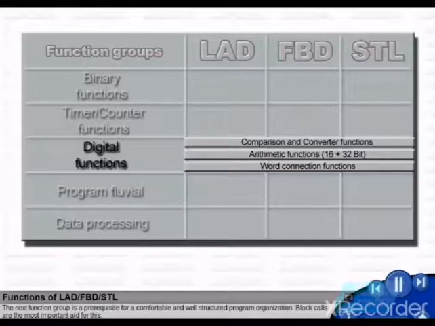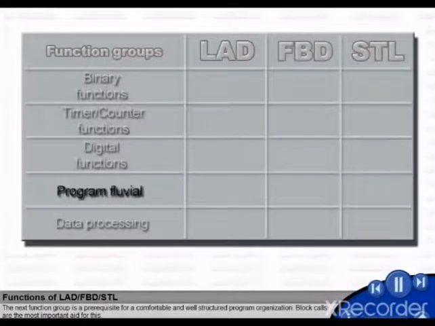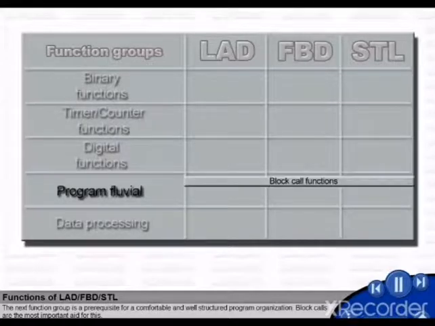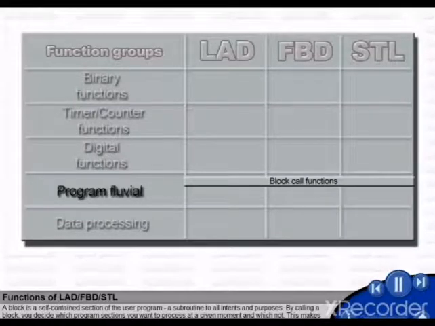The next function group is a prerequisite for a comfortable and well-structured program organization. Block calls are the most important aid for this. A block is a self-contained section of the user program, a subroutine to all intents and purposes. By calling a block, you decide which program sections you want to process at a given moment and which not. This makes program execution clearer and more time efficient.